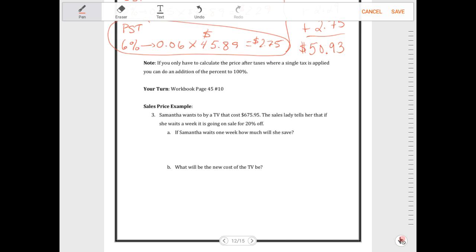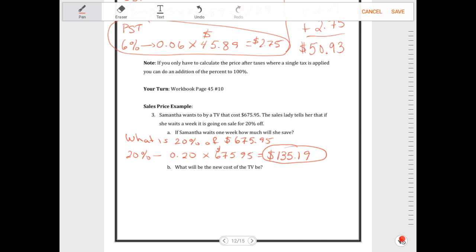So we have to figure out, the question really becomes, what is 20% of this $675.95? Well, how do you do that? You take 20%, change it to a decimal, which is 0.20, times that by your amount of the item. And that's going to give you $135.19. So that's 20% of the TV.